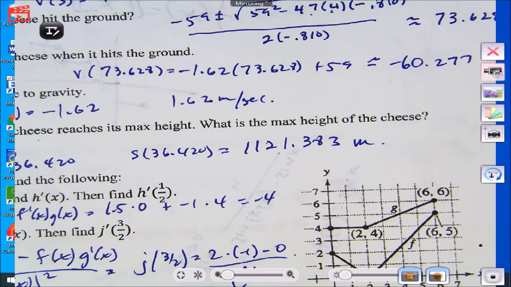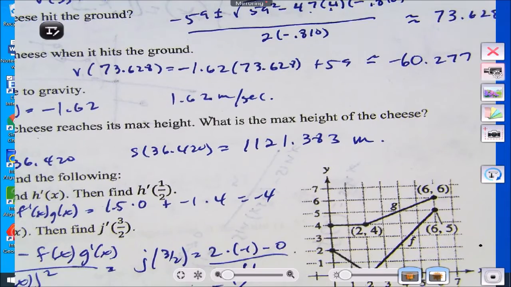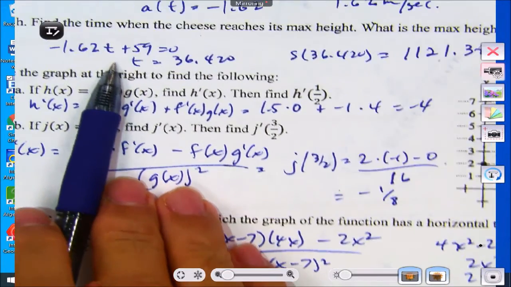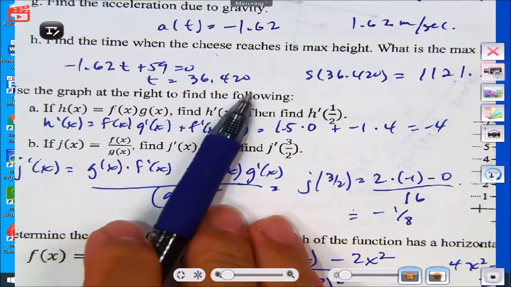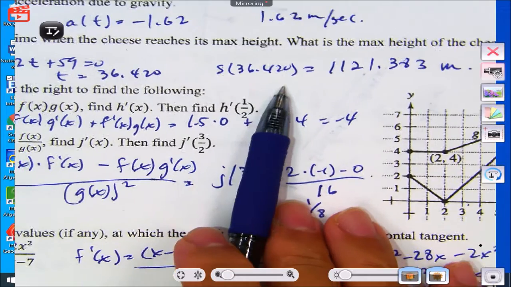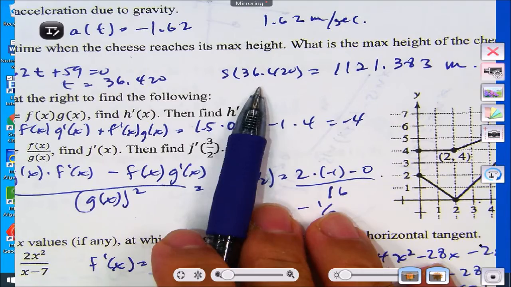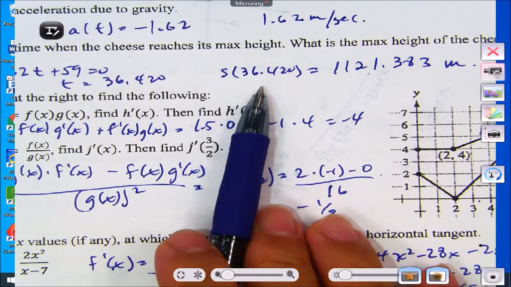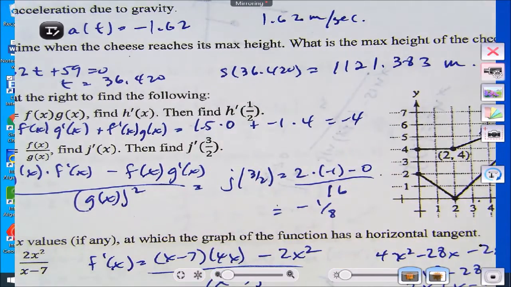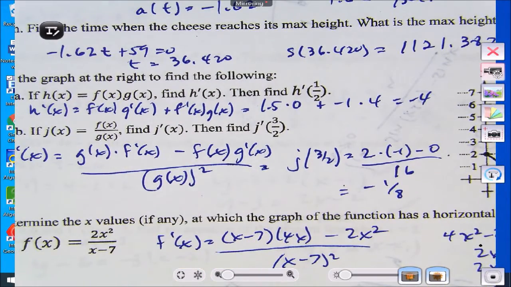All right, find the time when the cheese reaches its maximum height. That's when I set the velocity equal to 0. That gave me t equals that. And then I plug that into the position function again. So that's the fourth use I have of the position function. It was helpful to plug that into the calculator. So you set the first derivative equal to 0, yeah, C.